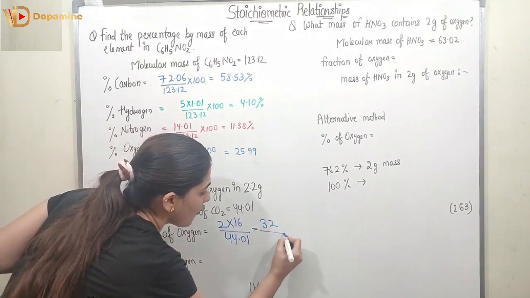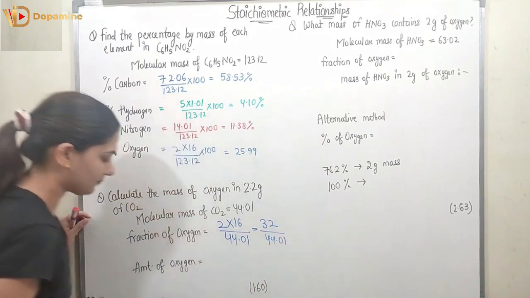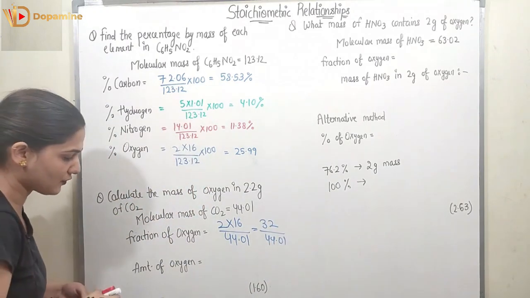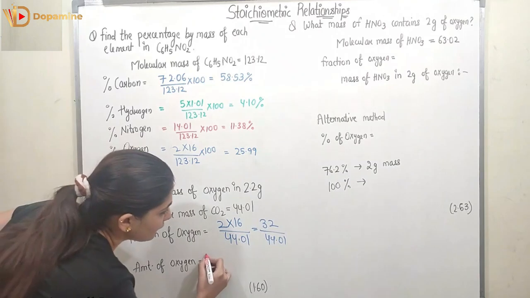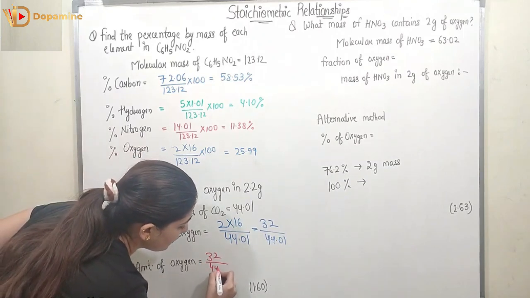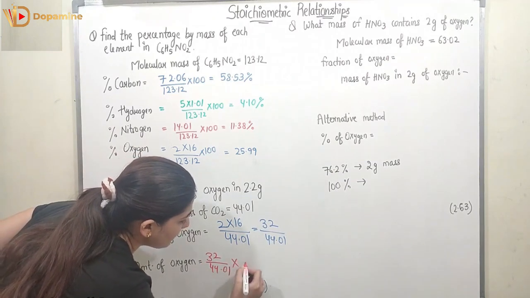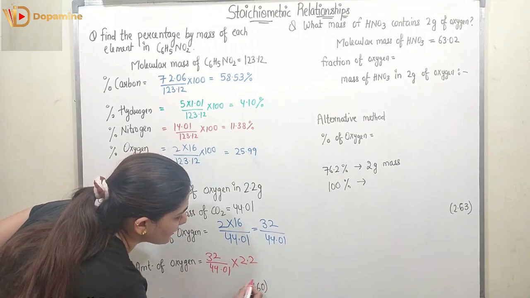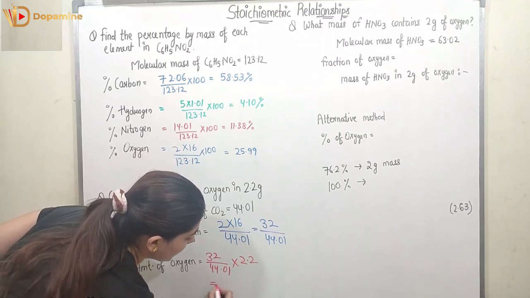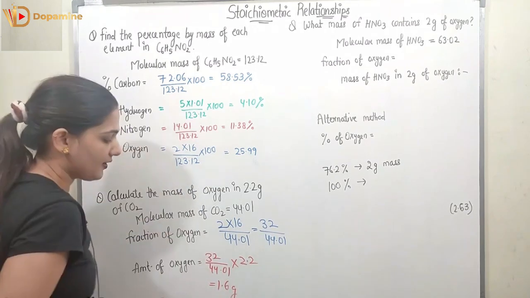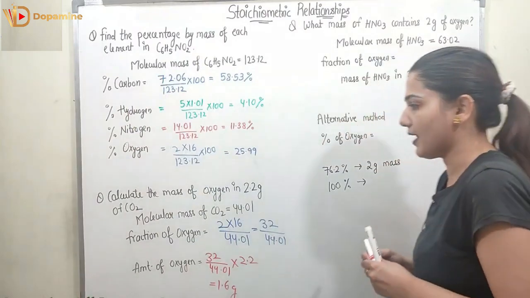It is 32 upon 44.01. Now what would be the amount of oxygen? The amount of oxygen would be 32 upon 44.01 multiplied with 2.2 gram. So when you find out you will be getting 1.6 gram. Right, so this is how you can find out the mass.